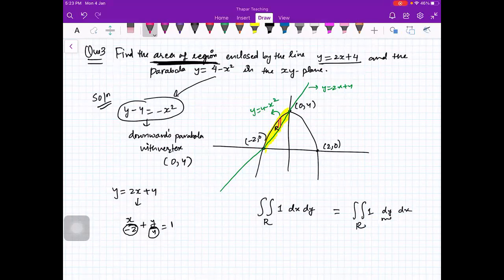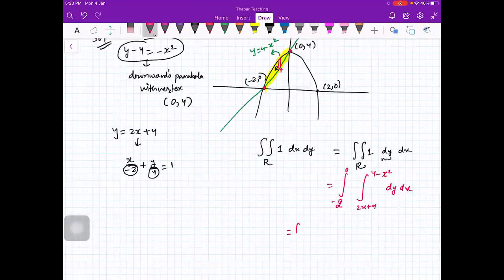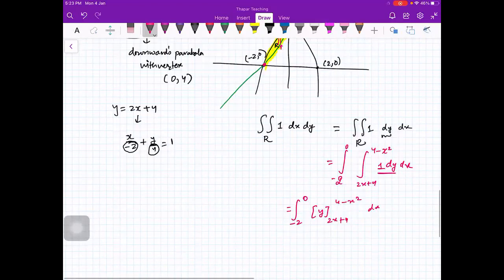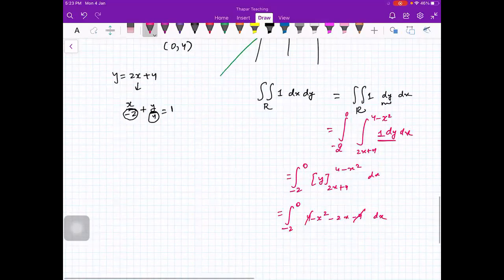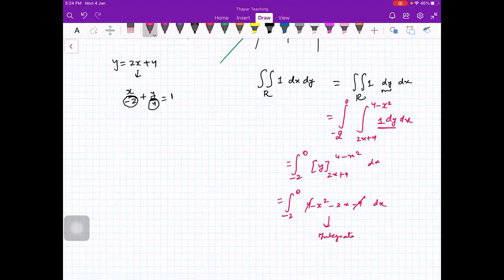If you draw a vertical line, entry point is y is equal to 2x plus 4, and the exit point is y is equal to 4 minus x square. Okay, and x is from minus 2 to 0. You integrate 1 with respect to y. You'll get only y, from 2x plus 4 to 4 minus x square, dx. You just put it, so this is minus 2 to 0. So you'll get 4 minus x square minus 2x minus 4 dx. This and this will cancel. Now you can just integrate it and put the limits to get your answer.